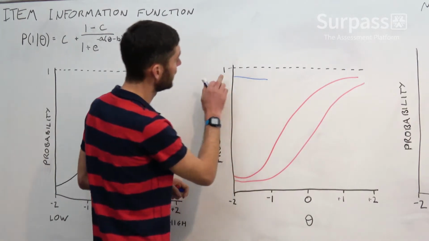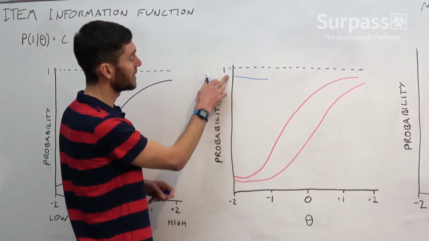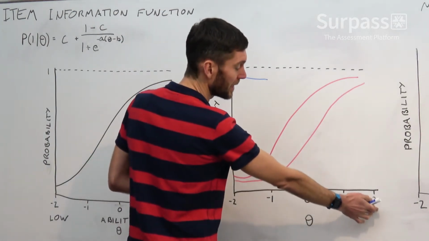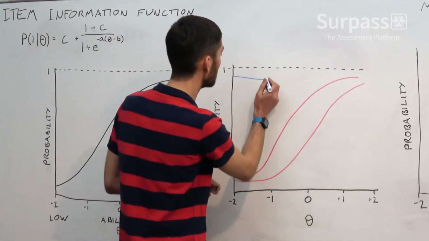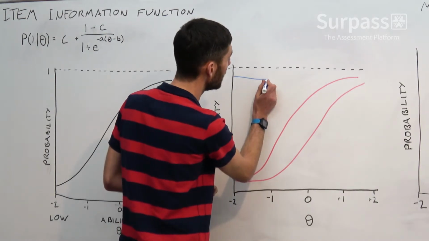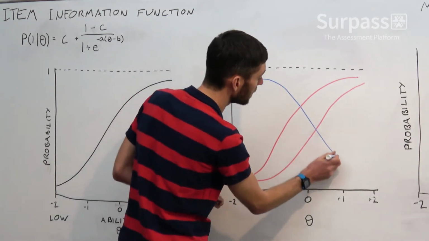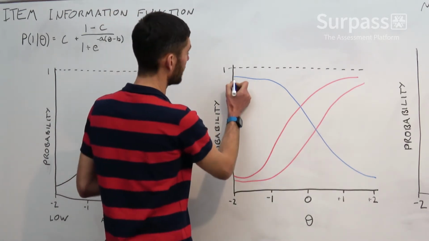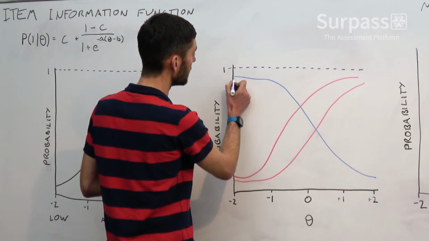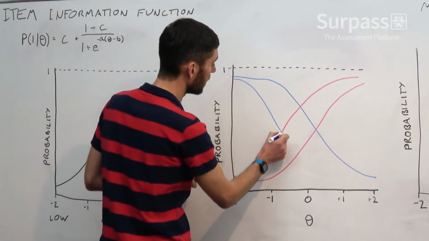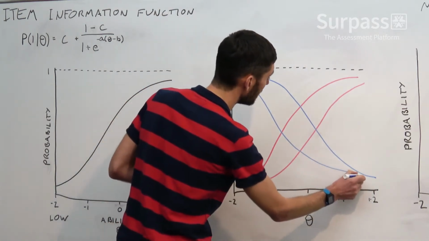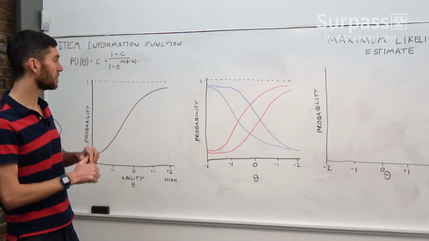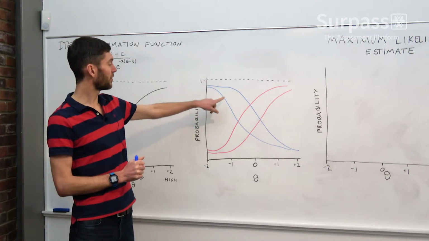So it starts off, low ability means high probability of getting it wrong, going to high ability candidates who have a low likelihood of getting it wrong. So it would look like that. And then there's another question, a slightly easier one, that he also got wrong, and it's got a curve like that. So we've now got 4 items on our chart, 4 lines.